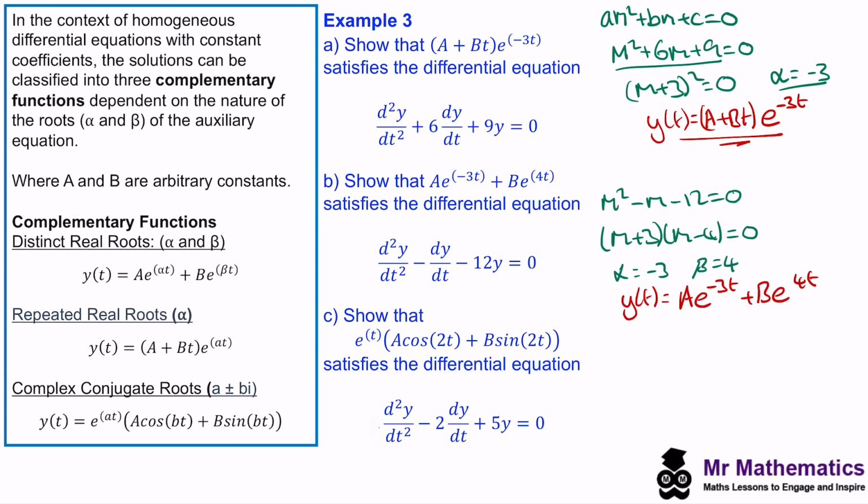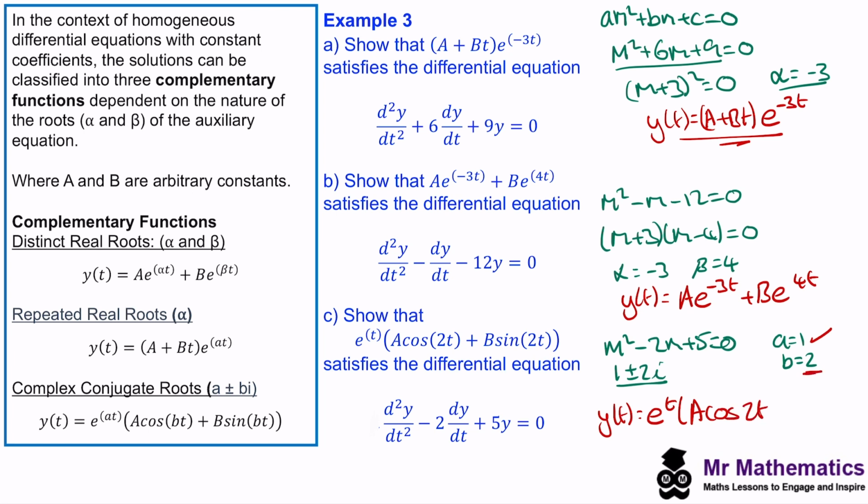Finally, for question C, we know that a is 1, b is minus 2 and c is 5. So we get m squared minus 2m plus 5 equals 0. When we solve this equation, we get complex roots of 1 plus or minus 2i. In the form of a plus bi, we can see that a equals 1 and b equals 2. So now we'll substitute these two values of a and b into our complementary function. So y will be equal to e to the 1 times t, so e to the t, multiplied by a cos of 2t, plus b sine of 2t. Okay? And this will be the general solution to this differential equation.